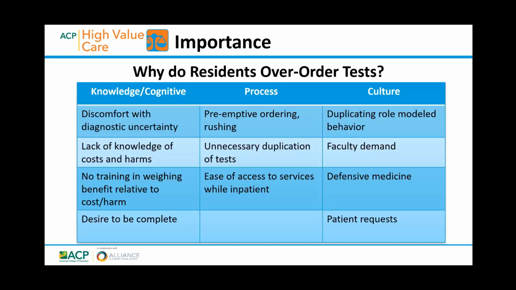So let's see. Why do we overorder tests? Well, we just talked about labs. Discomfort with diagnostic uncertainty, lack of knowledge of costs and harms, no training in weighing the benefit relative to costs and harm. There might be a desire to be complete. The preemptive ordering, because it's easy to say, like Jackie said, laziness or not wanting to think about it, but also because we're rushing, we're stressed, and it's one thing that we can check off our list, right?